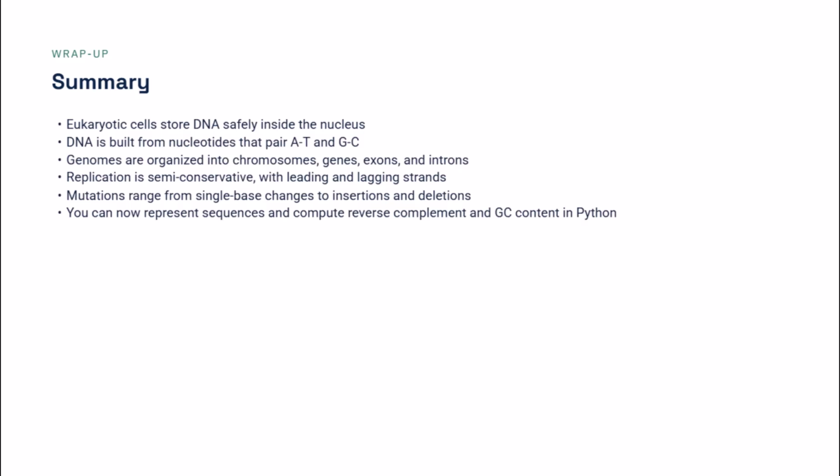We covered DNA replication, including why one new strand builds continuously while the other builds in fragments. We discussed mutations, point mutations, insertions, and deletions, and saw how single letter changes can cause real diseases like sickle cell anemia. And finally, we wrote our first Python code, representing sequences as strings and computing both reverse complement and GC content. Next session, we take the next logical step: how these DNA instructions actually get turned into working proteins.